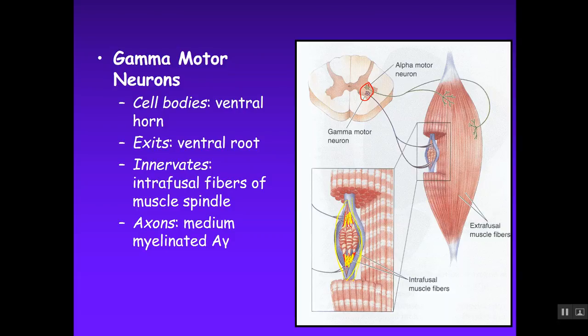These are medium myelinated, so just a tad slower, but pretty close. And these are gamma, A gamma axons. That's the axon classification, an A gamma classification versus an alpha. These are A gammas.